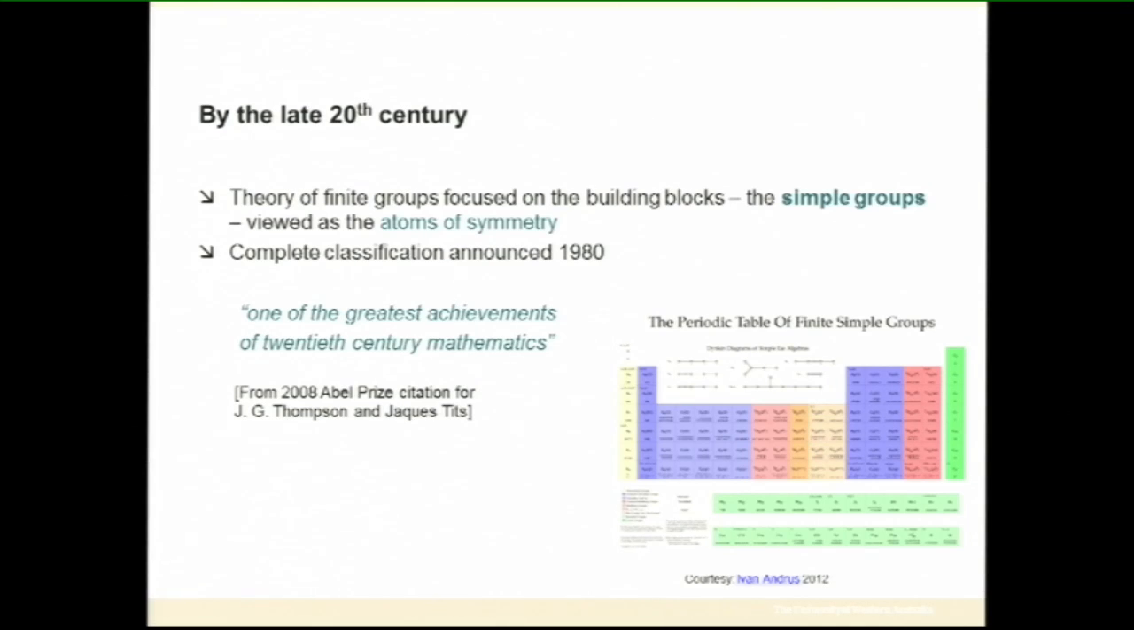In awarding the 2008 Abel Prize, the prize was awarded to two of the champions in this classification, John Thompson and Jacques Tits. The citation referred to this classification as one of the greatest achievements of 20th century mathematics. And we can represent the finite simple groups in a type of periodic table similar to the periodic table used to represent the chemical elements.